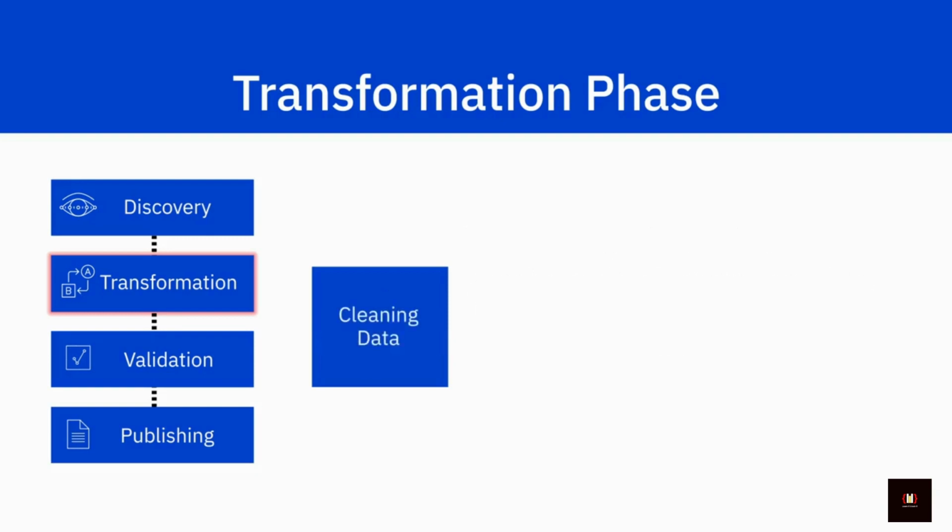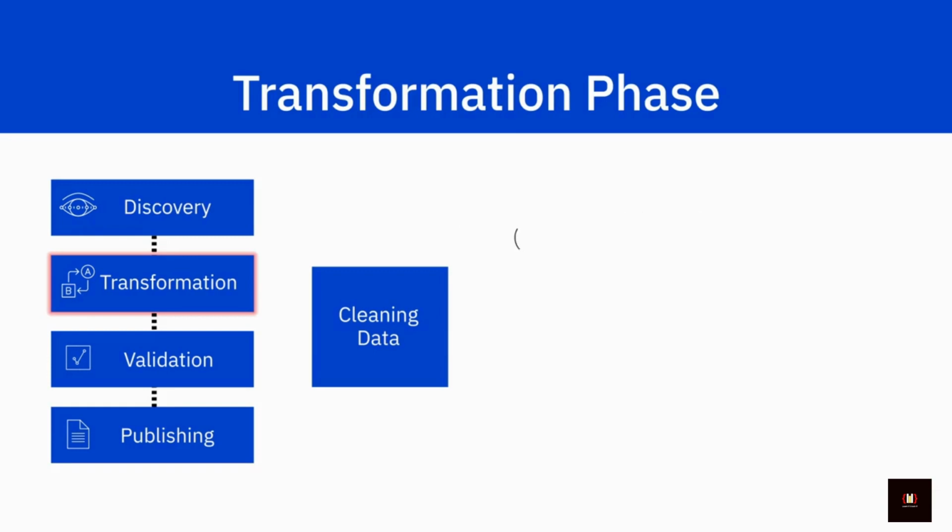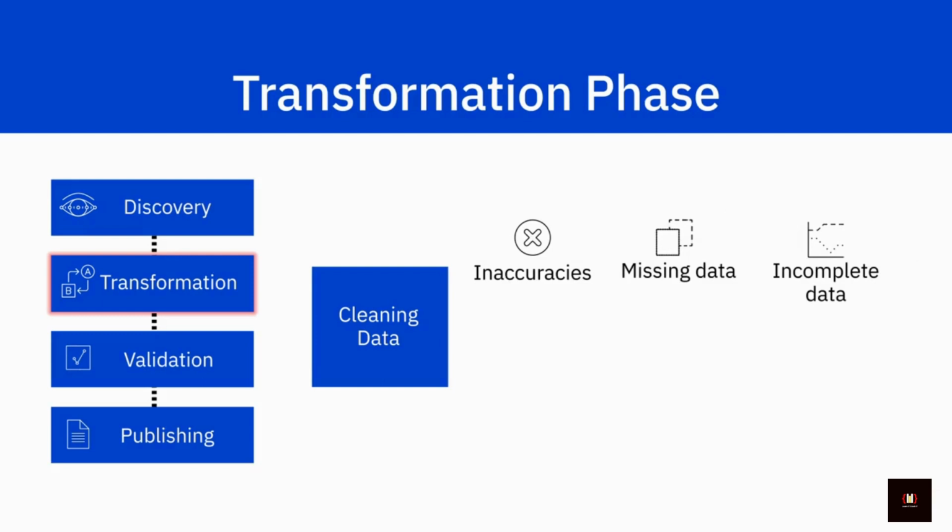Another transformation type is cleaning. Cleaning tasks are actions that fix irregularities in data in order to produce a credible and accurate analysis. Data that is inaccurate, missing, or incomplete can skew the results of your analysis and needs to be considered. It could also be that the data is biased or has null values in relevant fields or has outliers.